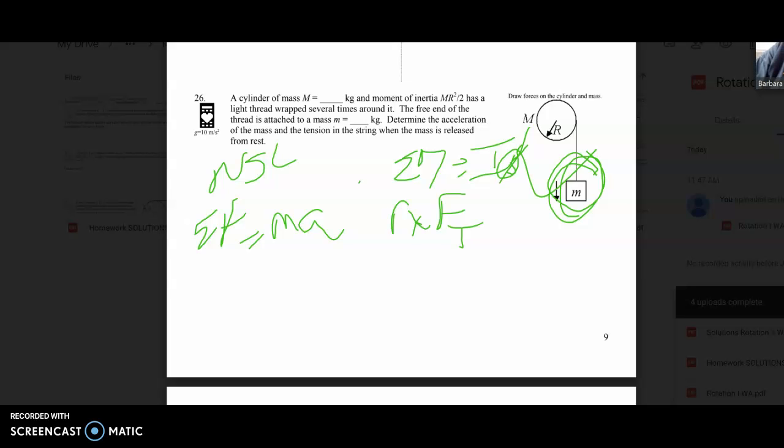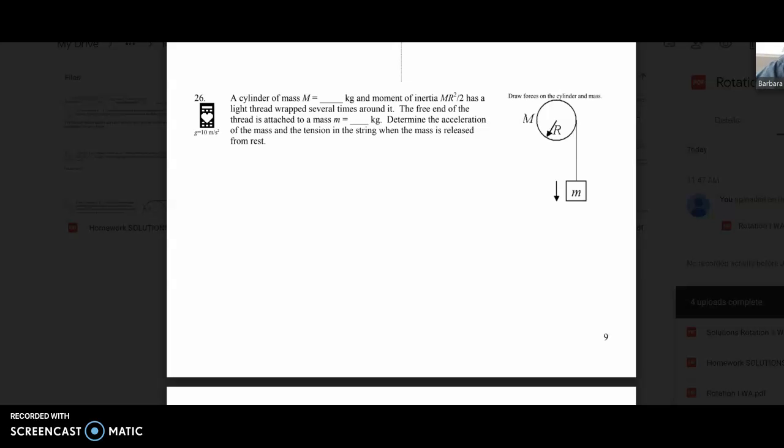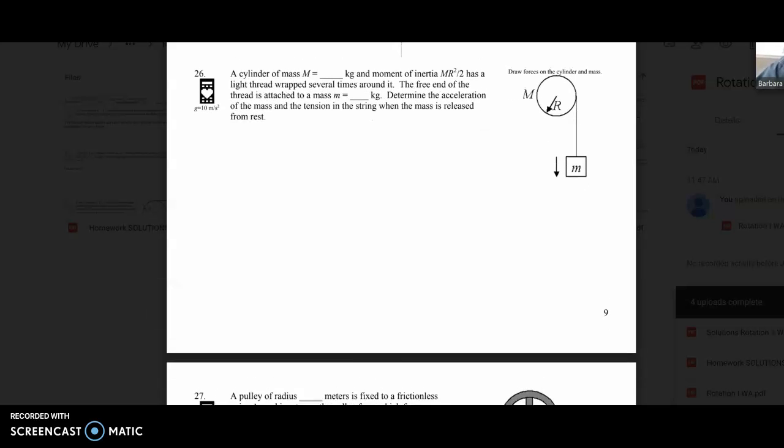So once you solve, you're going to find tension. You're going to isolate tension here. You're going to plug it in here, equals I alpha. And the thing to remember is that alpha equals A over R, and so you want to put that in there. And what happens is usually a bunch of R's cancel out. And this A is linear acceleration, right? So just regular acceleration, not angular. Okay, so there's that. Let's stop this.